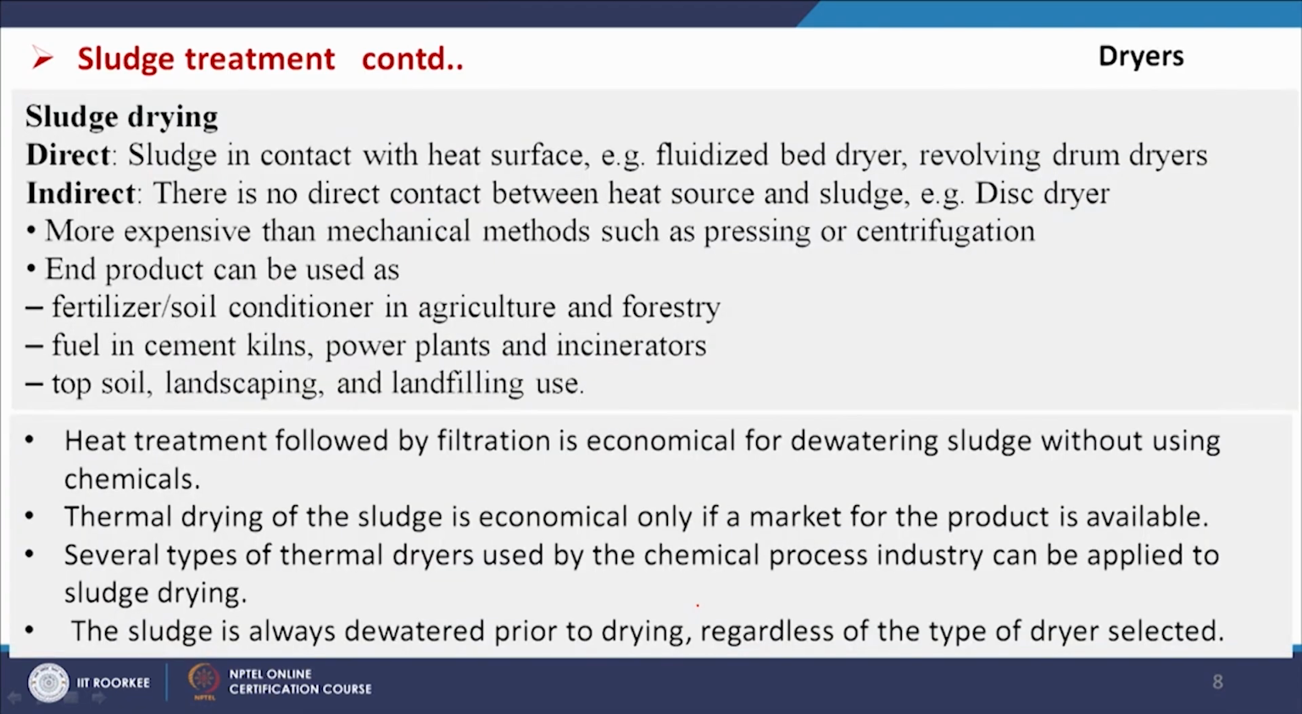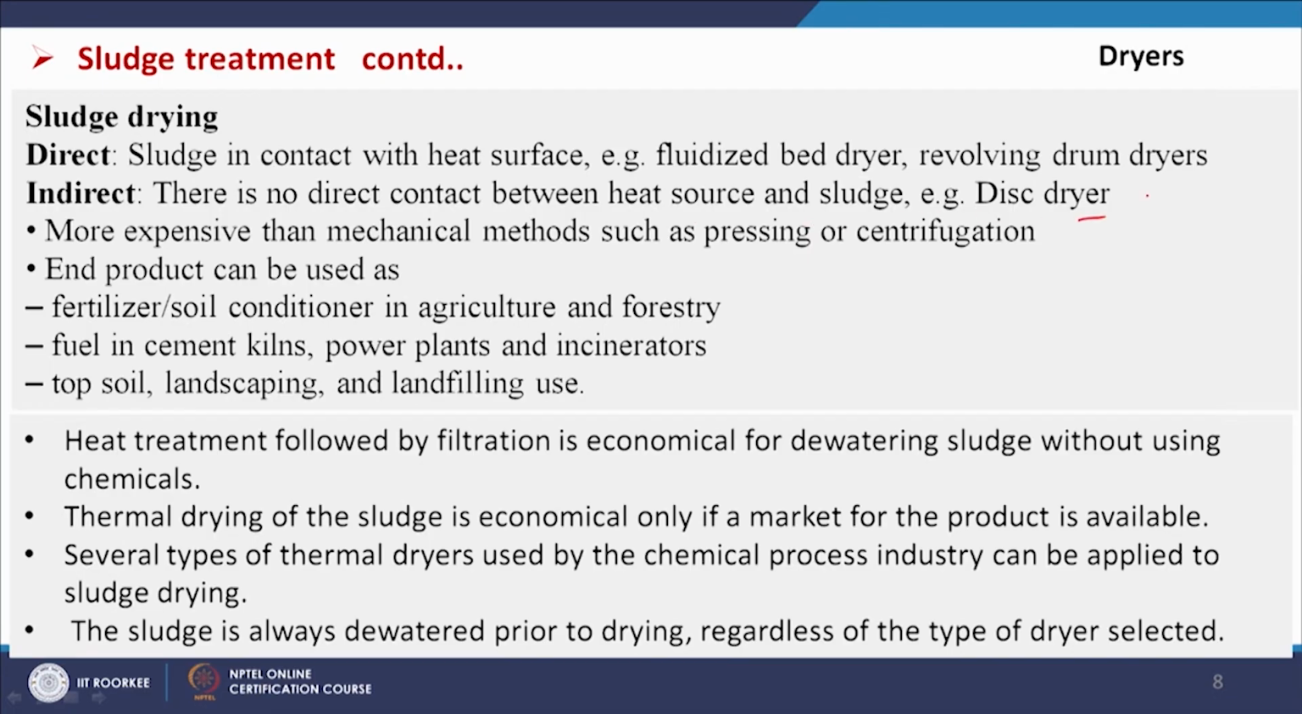And in the dryers method, we apply heat, which may be direct contact with the heat or indirect heating. In direct heating, sludge is in contact with the heated surface, as in the fluidized bed dryer and revolving drum dryers. In indirect heating, there is no direct contact between the heat source and the sludge, as in the disc dryer.